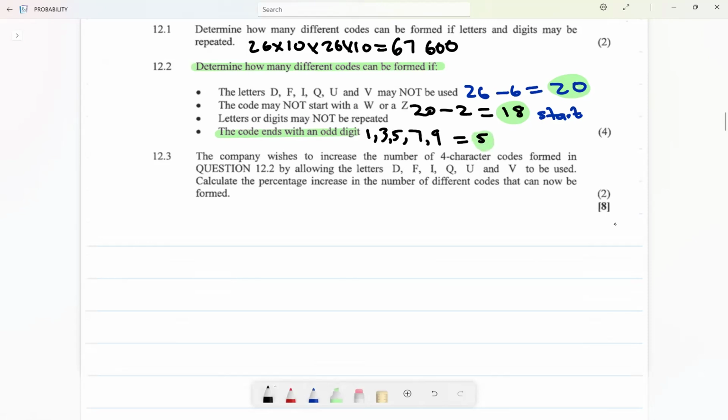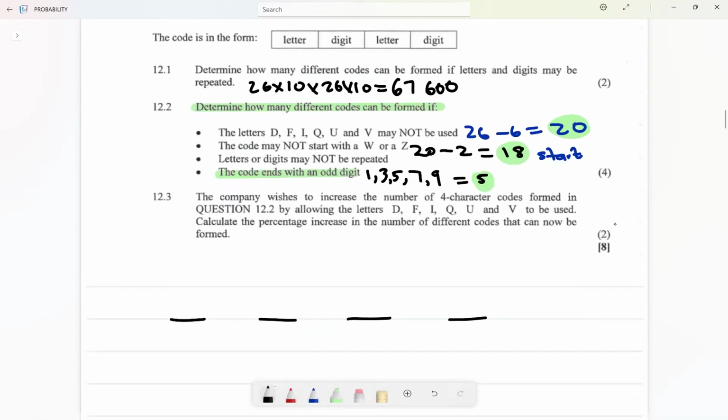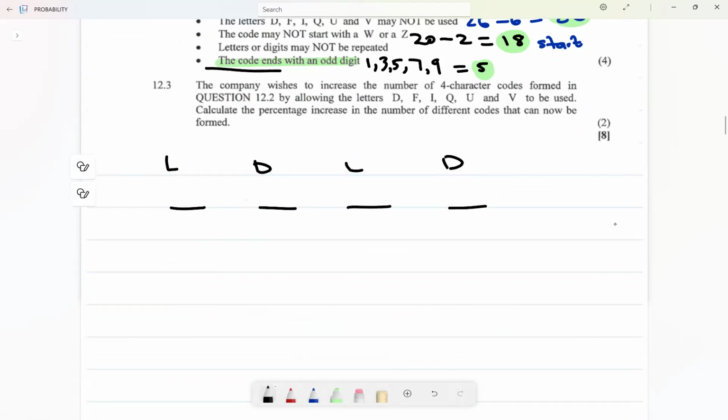So let's try to create our code. You are told that your code ends with a digit. Remember, this is letter, digit, letter, digit. So they tell me that the code ends with an odd digit. So how many odd digits do I have? I have 5.